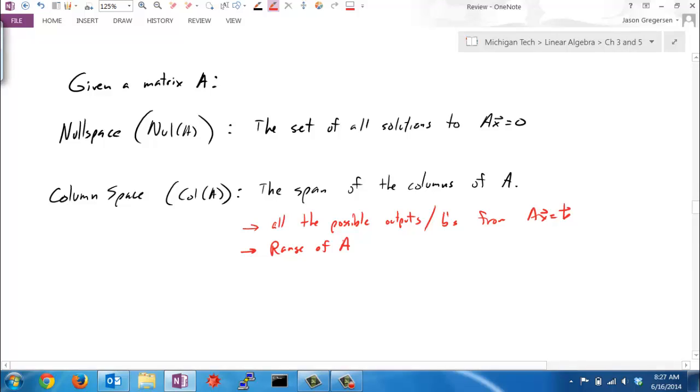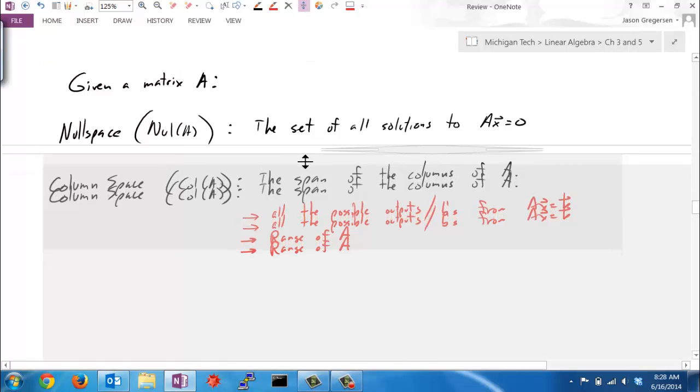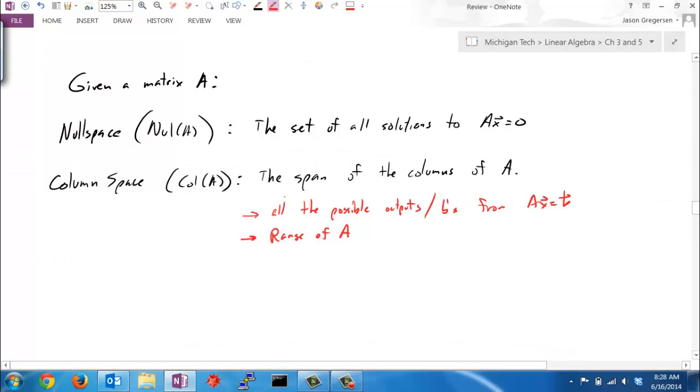And so we have these two definitions for these spaces. Before we talk too much about them, we have to understand they're subspaces. That means they're subspaces of some larger space. Well, what space? If A is an M by N matrix, so here's my matrix as M by N.